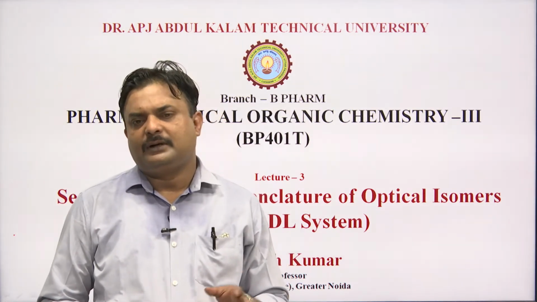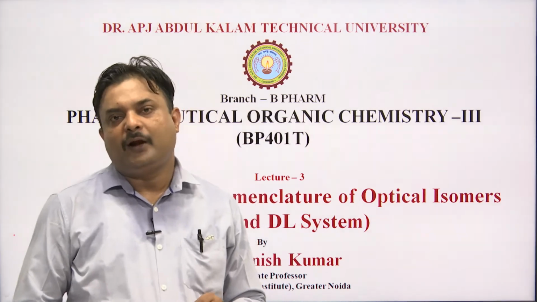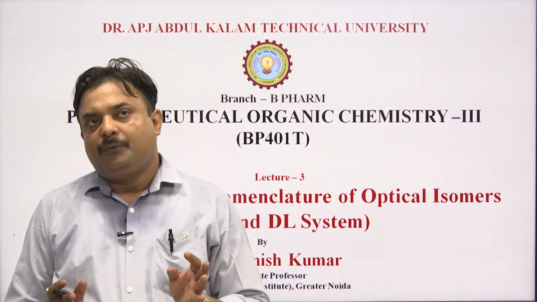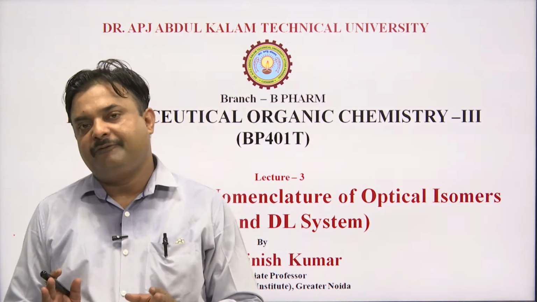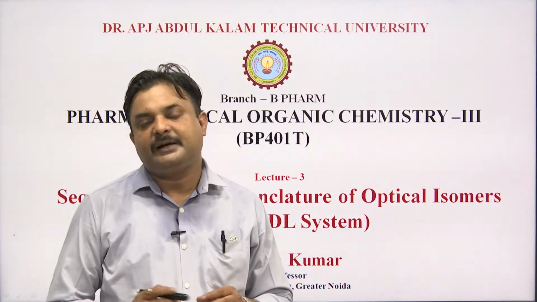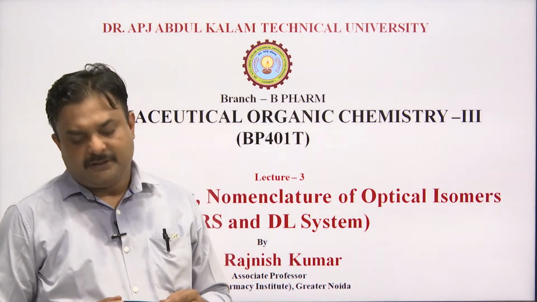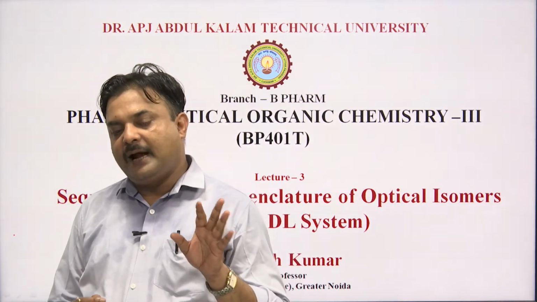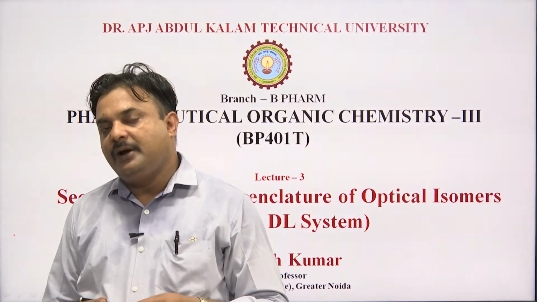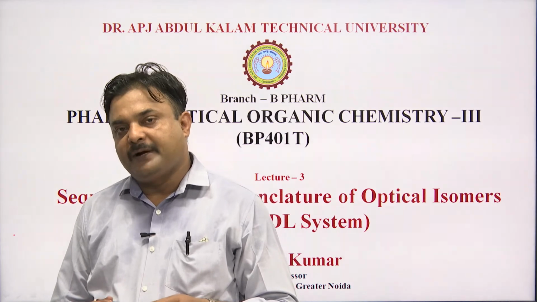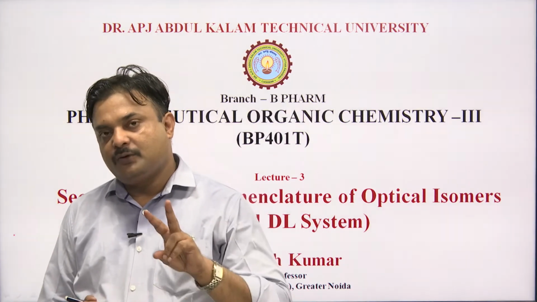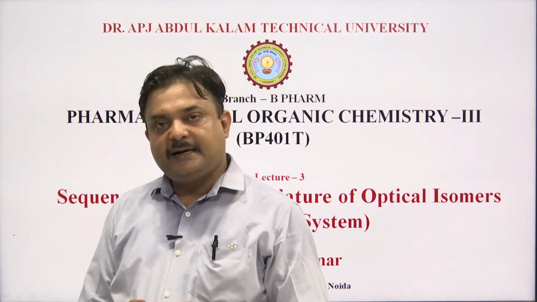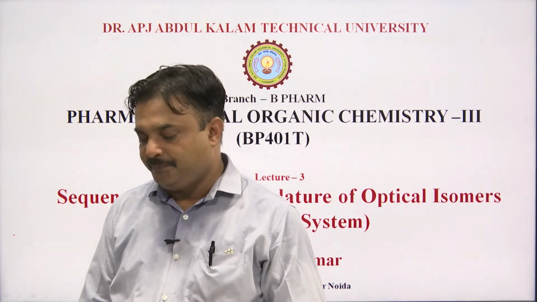In the last lecture we discussed optical isomerism, enantiomers, diastereomers, and meso compounds. Then we also discussed chiral and achiral molecules along with the elements of symmetry: axis of symmetry, plane of symmetry, center of symmetry, and alternating axis of symmetry. I also told you about the conditions required for the presence of optical activity in a particular molecule. Two conditions were there: one is the presence of a chiral carbon, the second is the absence of an element of symmetry.